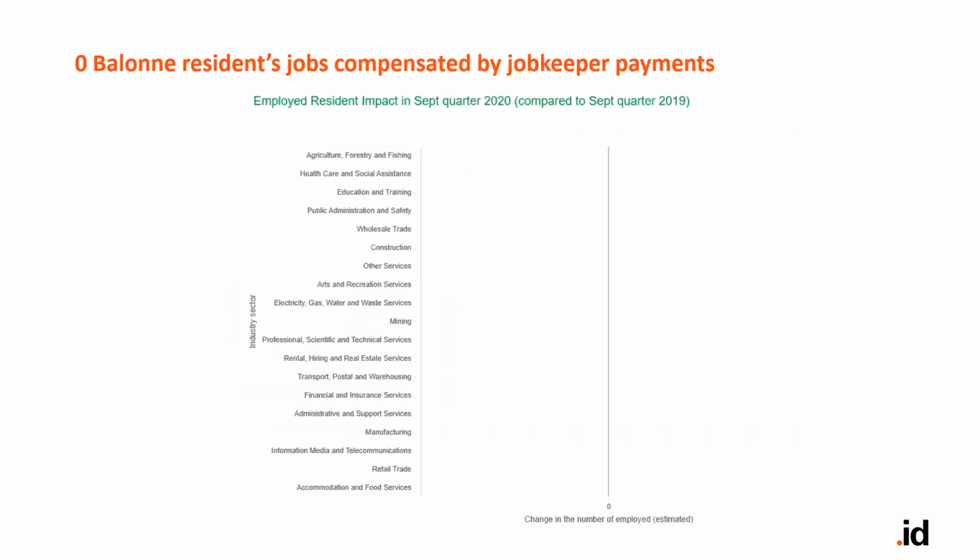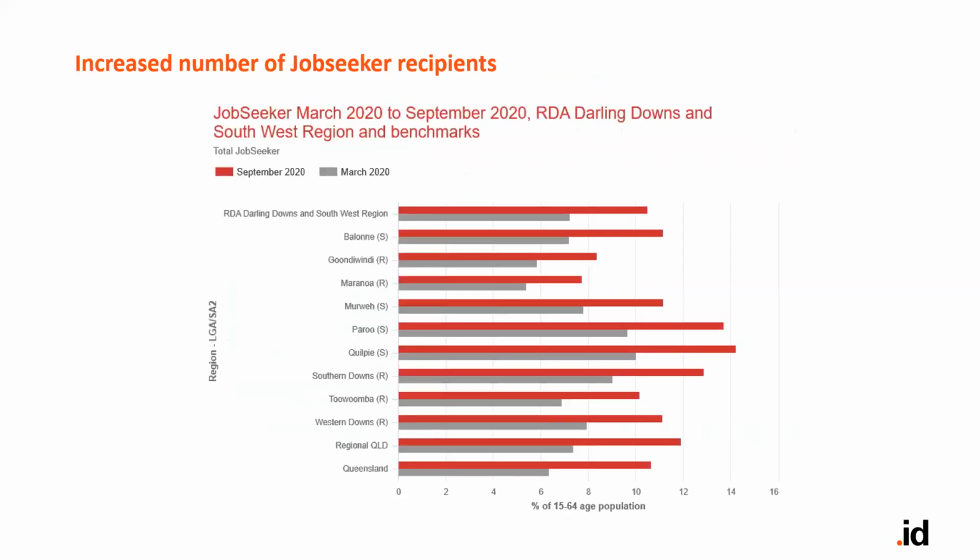Zero Belong residents' jobs are compensated by JobKeeper payments. So we don't have anyone on JobKeeper payments here at the moment, or this is what's coming through the data through Treasury. We have had an increased number of job seeker recipients, and I can actually drill down into what these numbers look like. And we can see in Belong from March through to September, this was our increase in our number of job seeker recipients, okay?